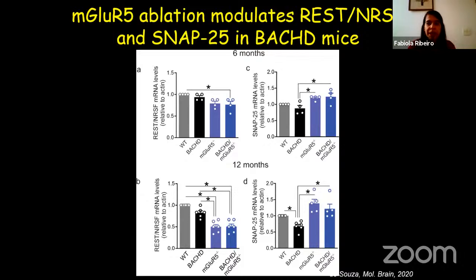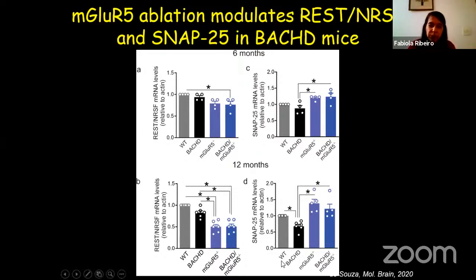We also tested whether mGluR5 could modulate REST in another mouse model of Huntington's disease, in this case, the transgenic BACHD mice. For that, we did qPCR to measure REST mRNA levels, as well as SNAP-25 mRNA levels at 6 and 12 months of age, in wild-type, BACHD, mGluR5 knockout, and in the double mutant mice. What we can observe is that REST expression is not changed in BACHD mice. However, the knockout of mGluR5 led to a decrease in REST expression regardless of the presence of mutant huntingtin.